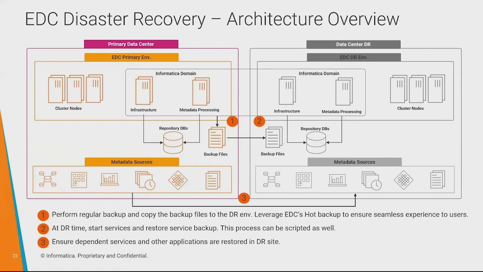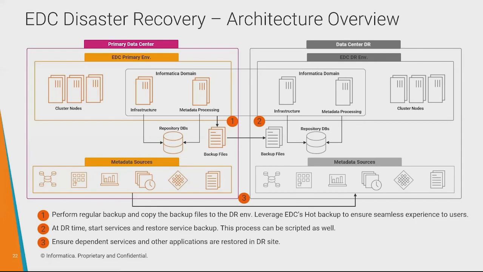So if you see these 3 steps, basically this is on a higher level. First, perform the regular backups and copy the backup files to the DR environment. EDC has a hot backup feature, which means you don't have to take EDC down or impact users so much for taking a backup of the catalog. And this was something we introduced very recently. So in 10.5, it's of course available to be used.